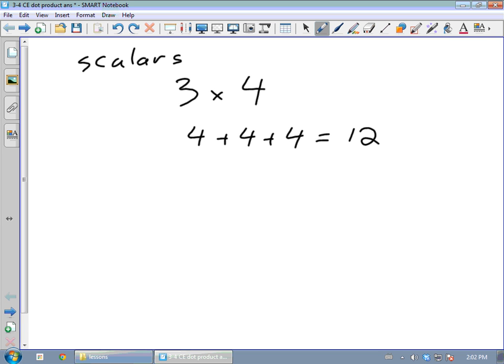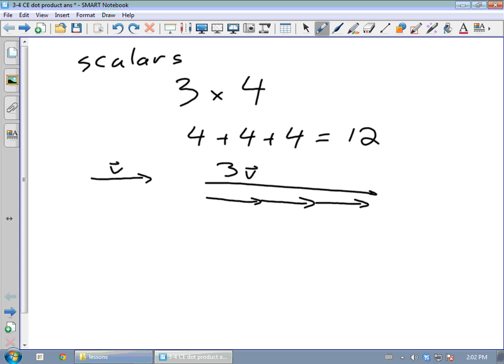If we had a vector v, and we said, okay, we want to multiply it by a scalar, 3v, it was like taking 3 vector v's and adding them one after the other. So this is repeated addition again. And then our result was the vector sum of all 3 of these vectors.